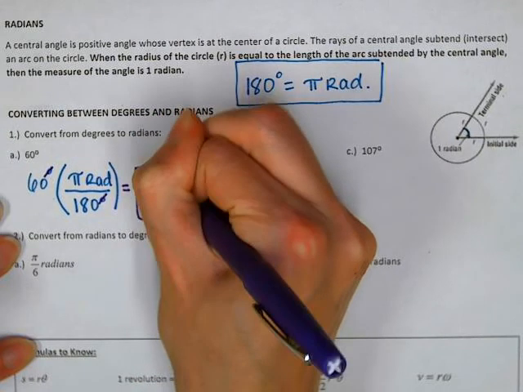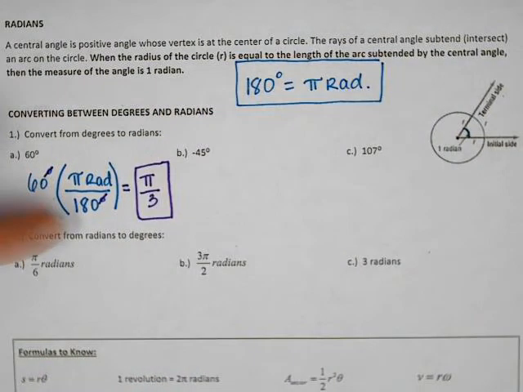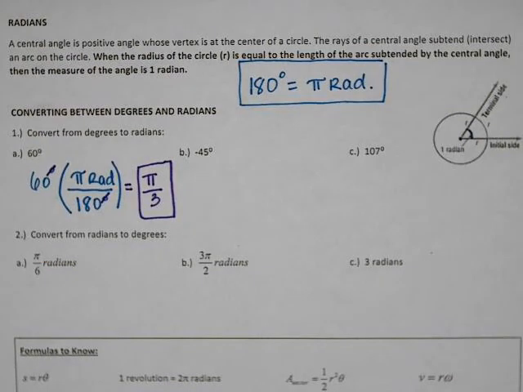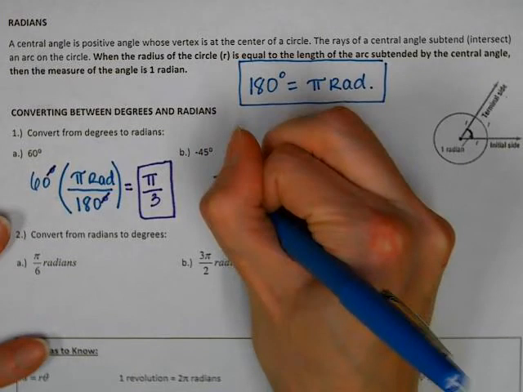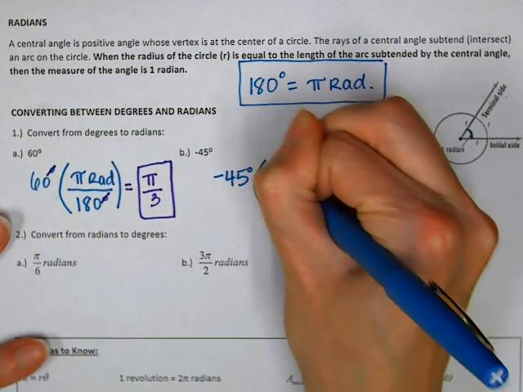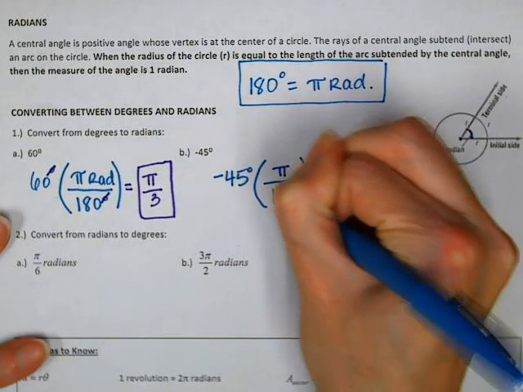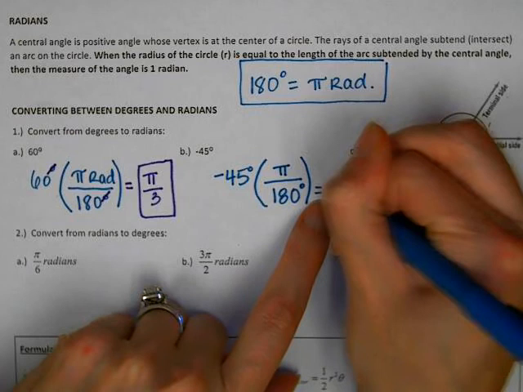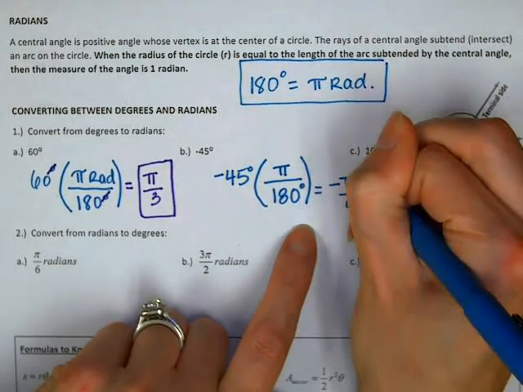And I'm not going to write radians every time. So 60 over 180 is 1/3, and then it's pi, so pi over 3. Okay, same thing here, negative 45. So I'm going to write negative 45 degrees. The conversion is that there are pi radians in 180 degrees. And then just go ahead and reduce 45 over 180, and that reduces to 1/4. So this ends up being negative pi over 4.